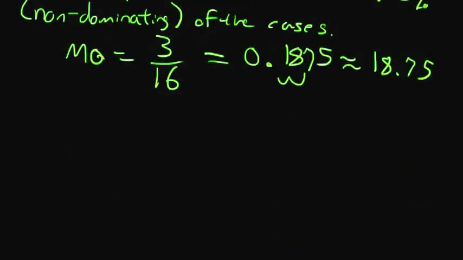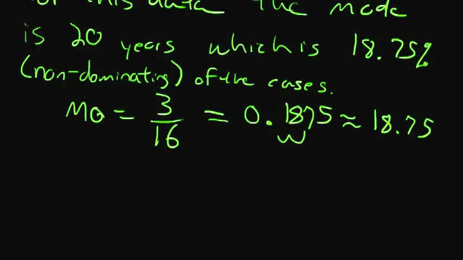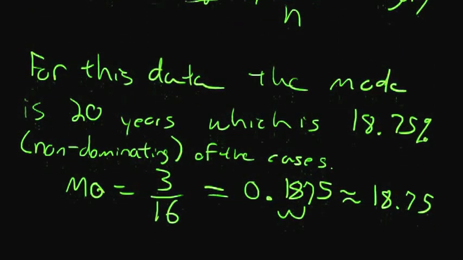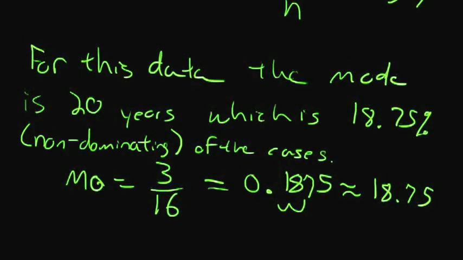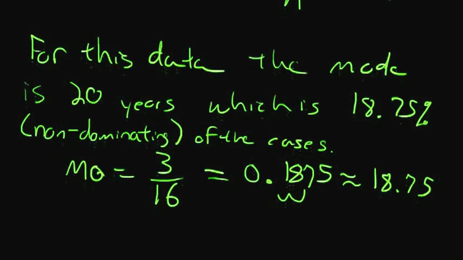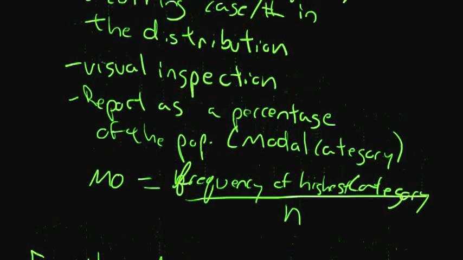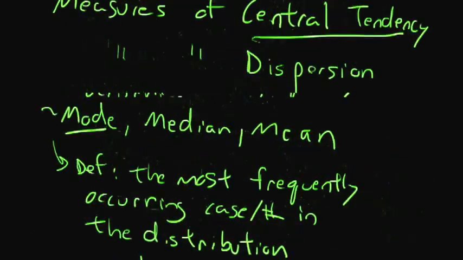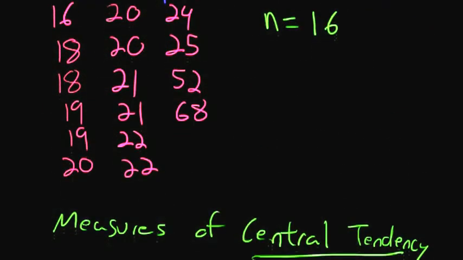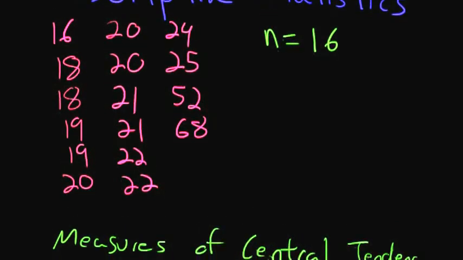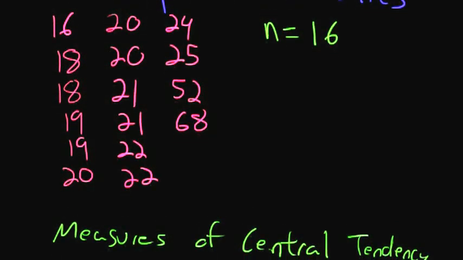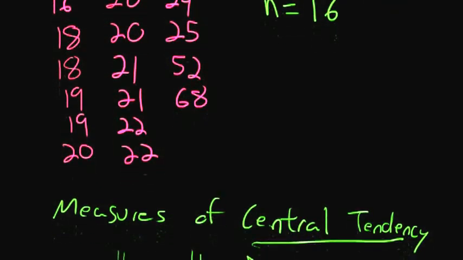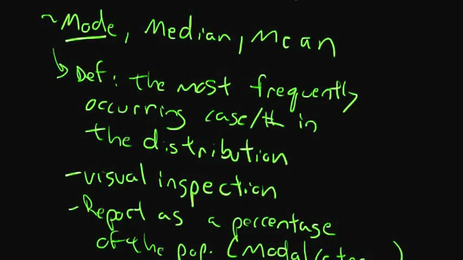So what's the use of this? Well, it's basically if you want to see what the most frequently occurring case in the distribution is. Of course, here it's not that much. It's only 18.75% of the cases. And its limitation is that it's kind of a crude measure. It, again, only tells us what the percentage of cases are in the modal category. So if you were to tell people, hey, look, the mode is 20, does that really tell them much about the data? Maybe, maybe not. But it's kind of limited.